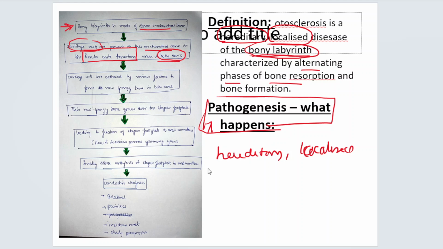Now, this is something that we usually overlook, that this is a bilateral disease. It is present in both the ears. So these cartilage rests are present in the fissula ante fenestram in both the ears.